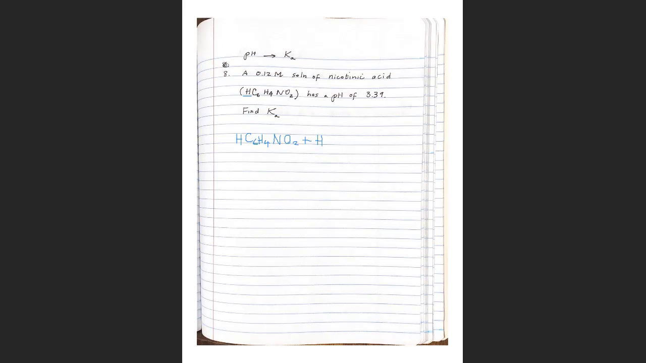And what will be the products of that? It would be the hydronium ion and the conjugate base of the nicotinic acid, which would be C6H4NO2 minus.